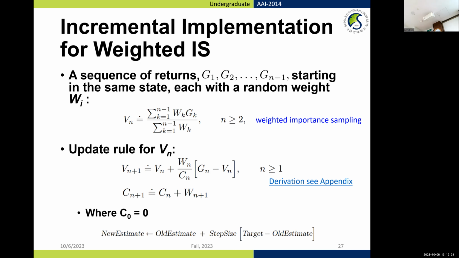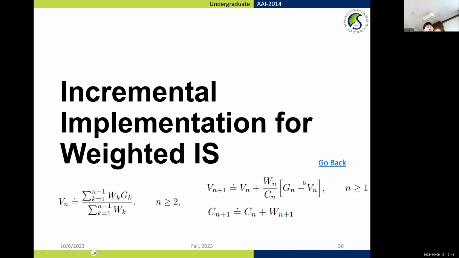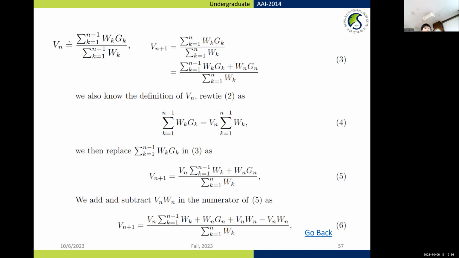Then Cn plus 1 is Cn plus Wn plus 1 by definition, okay? Remember Wn is the importance sampling ratio. The derivation from this part to here is located in the appendix. If you click and go to the appendix, you will see it. Our goal is to go from this weighted importance sampling to the incremental implementation, similar to the process we did before.